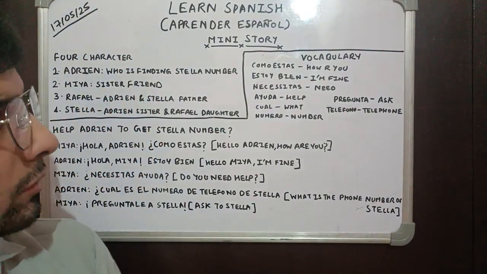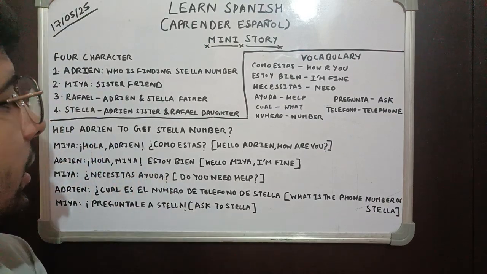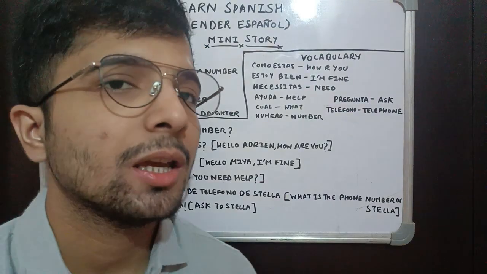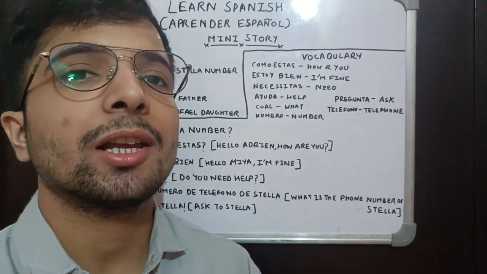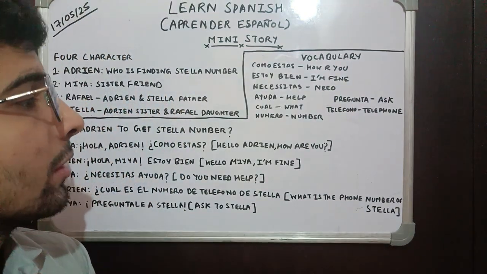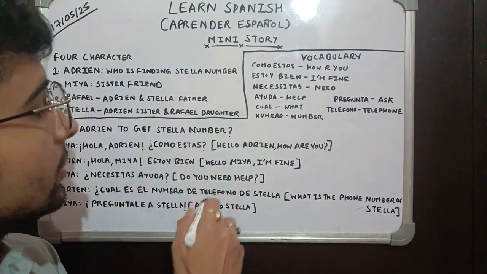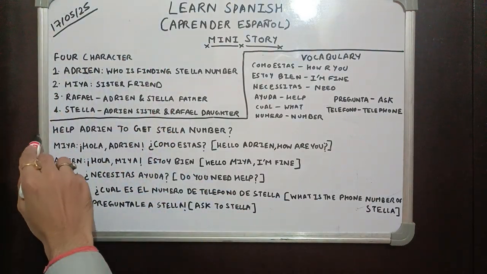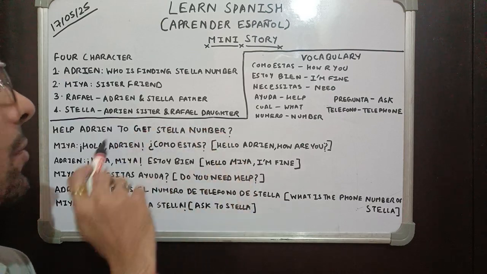Okay. Before I go, you see there are two exclamation marks and two question marks. You already know this. I will discuss it in the grammar lecture, which I will start as early as possible. Okay, then repeat these sentences with me. Help Adrian get Stella's number.